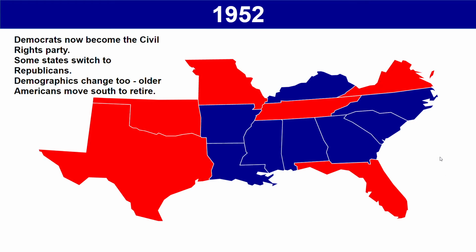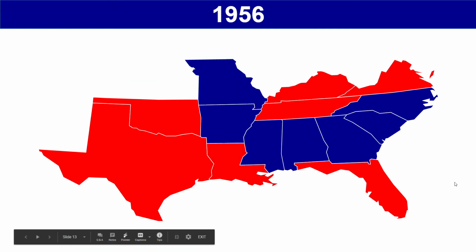All right, 1952, all of a sudden it's 50-50. Some states start going Republican. Eisenhower was popular in a lot of places as a Republican candidate. Also, like it says, we have a lot of northern older people start moving south to retire, especially into Florida and Texas. And so you're starting to see the switch happen.